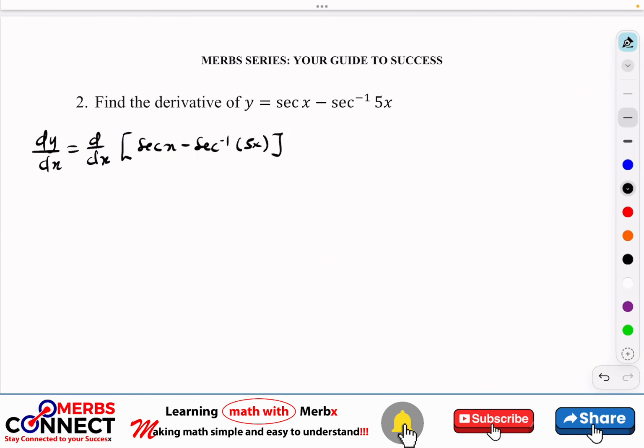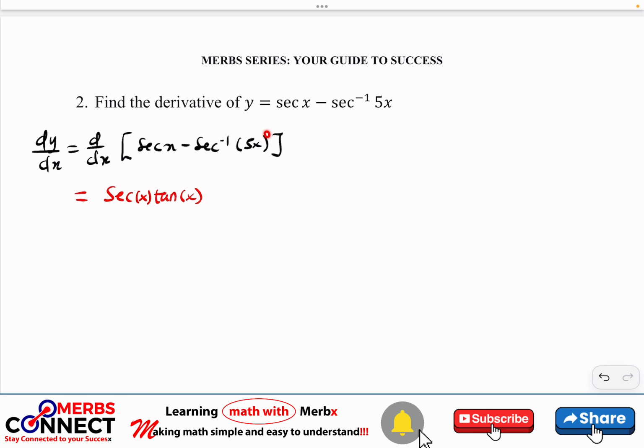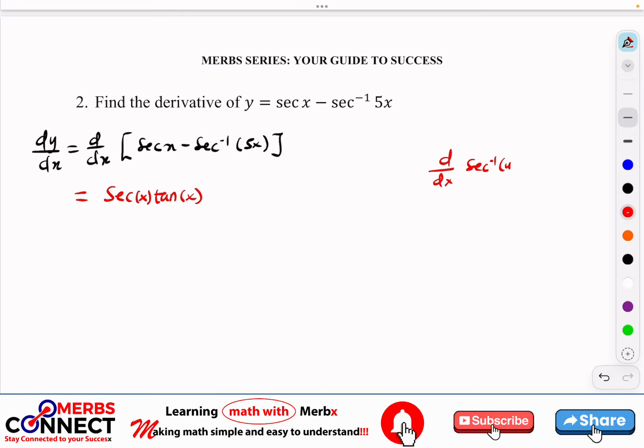So let's look at this one too. We want to differentiate this. So what are we going to get here? When I differentiate secant, what am I going to get? Secant is going to give us secant x tangent x. Beautiful. But now we need to focus on this using the general rule. So d over dx of secant inverse of u is equal to 1 divided by u square root of u squared minus 1 times u prime.